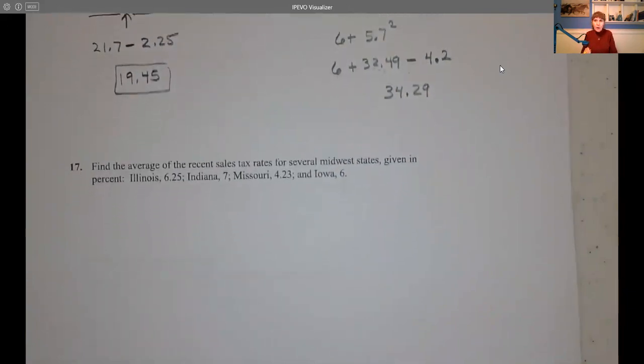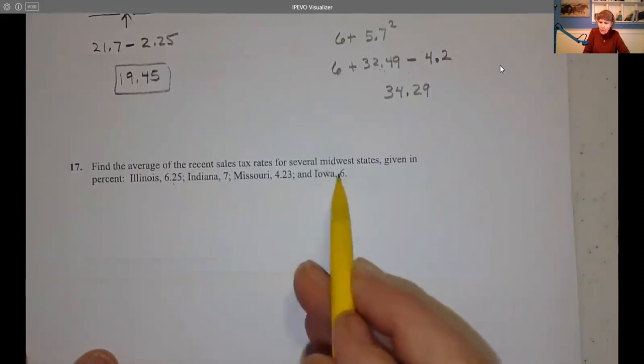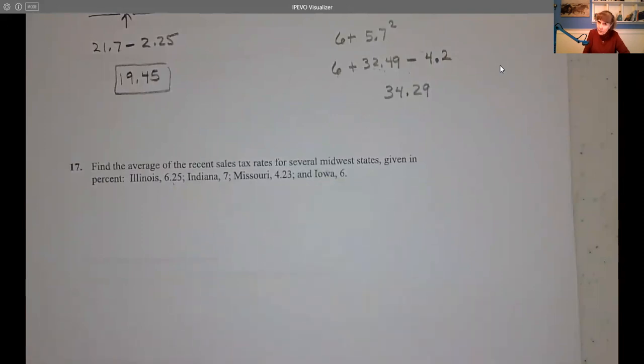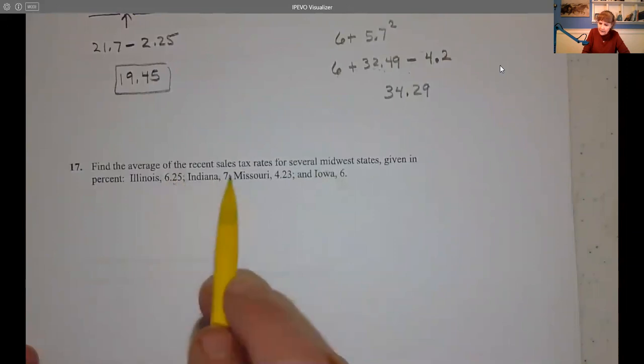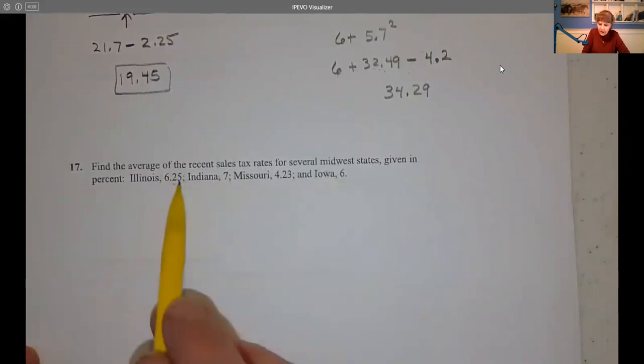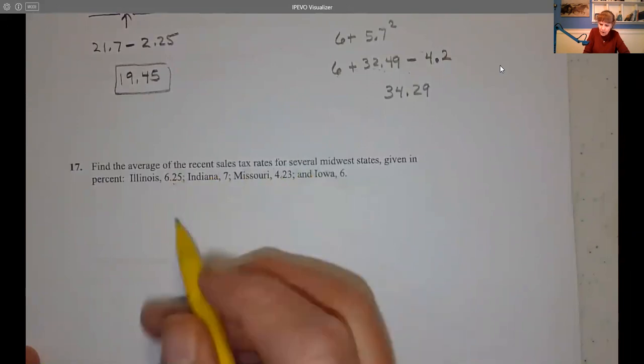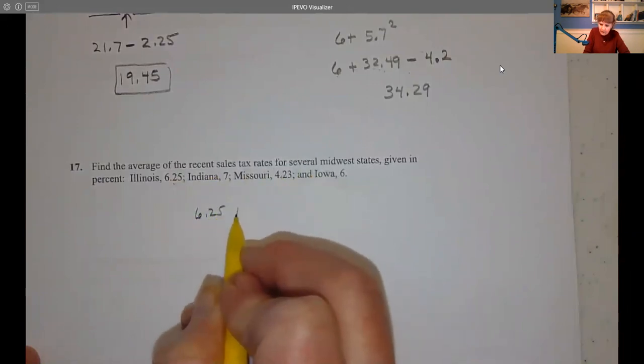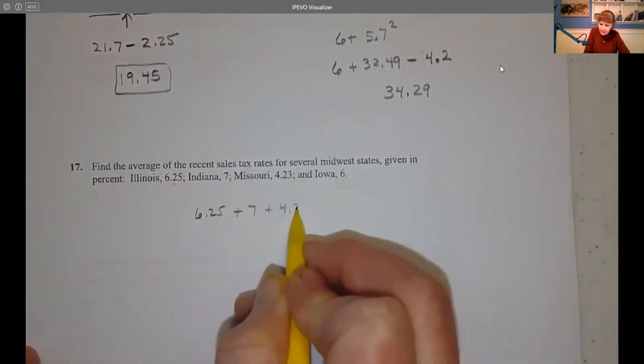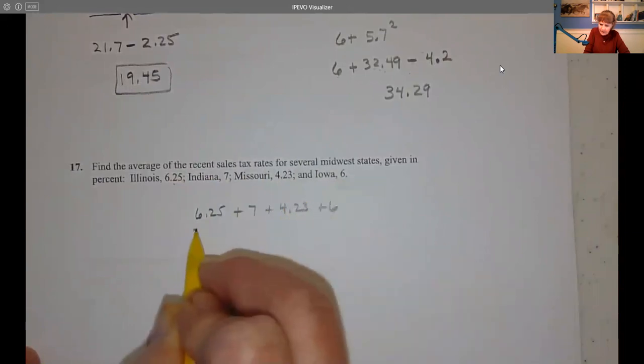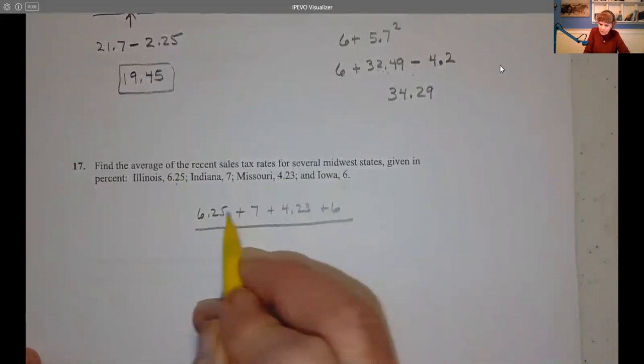On this one, 17, boy, calculators are wonderful. All right, find the average of the recent sales tax rates for several Midwest states given in percents. So these actually represent percents. They want to know the average. So we've done some averages before, just a quick review. You would add these together and then divide by 1, 2, 3, 4. So you would take 6.25 plus 7 plus 4.23 plus 6 and divide by 1, 2, 3, 4.